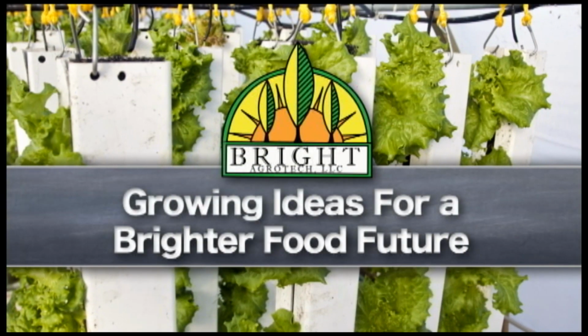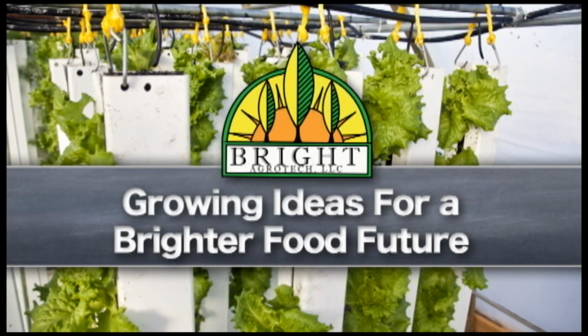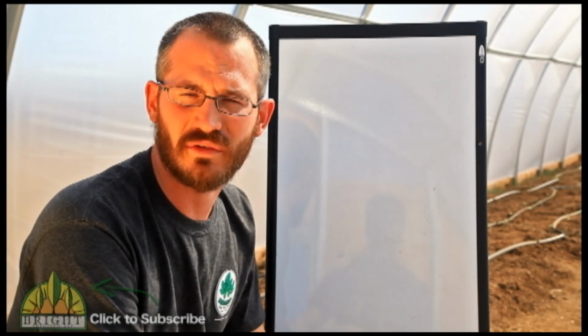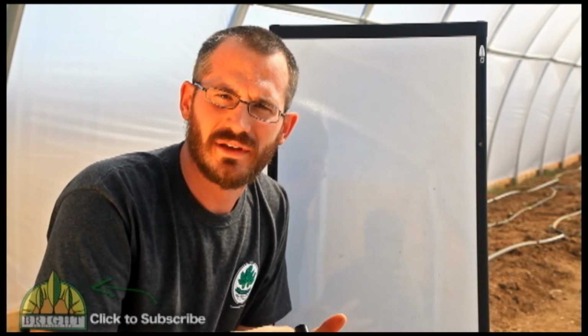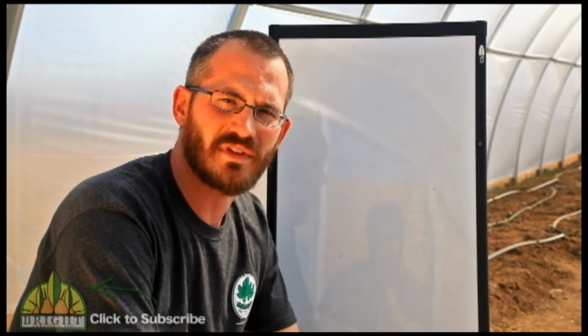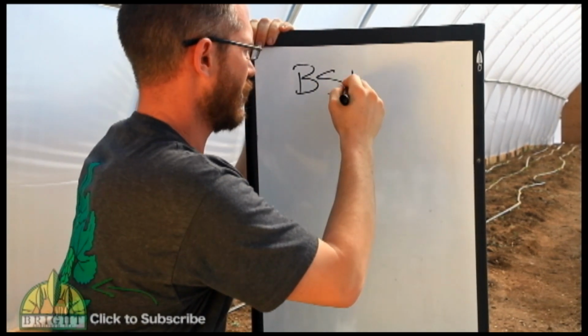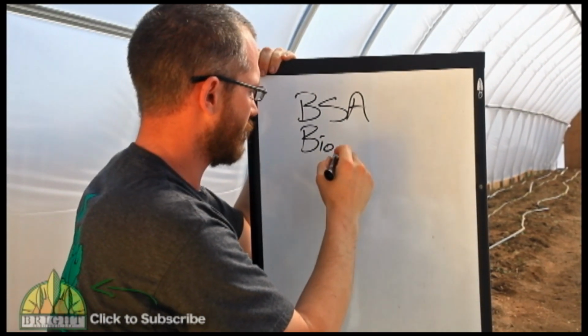Alright, this is Nate Story with Bright Agrotech here, and today I'm going to talk a lot about biological surface area. Biological surface area just basically describes the amount of surface area inside your system that microbes can live on and oxidize materials and mineralize things, and basically do all of the work that needs to be done to oxidize ammonia and nitrification and your mineralization processes, and just to improve and maintain the health of your aquaponics system.